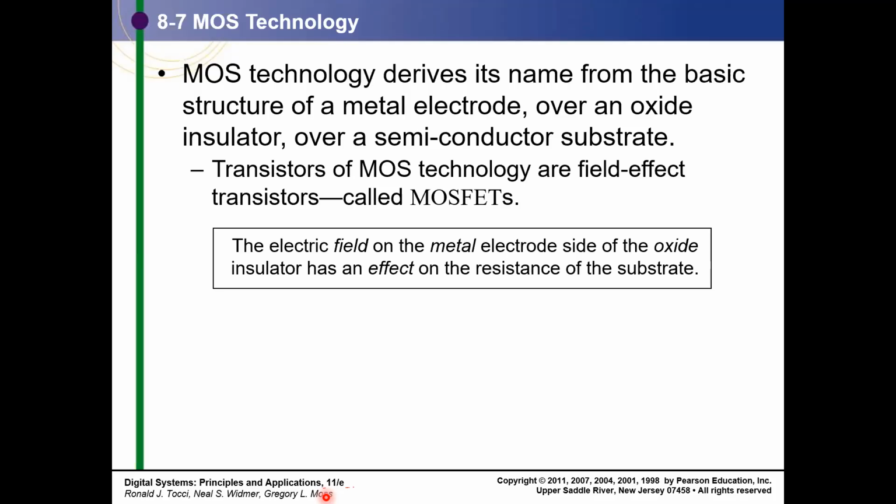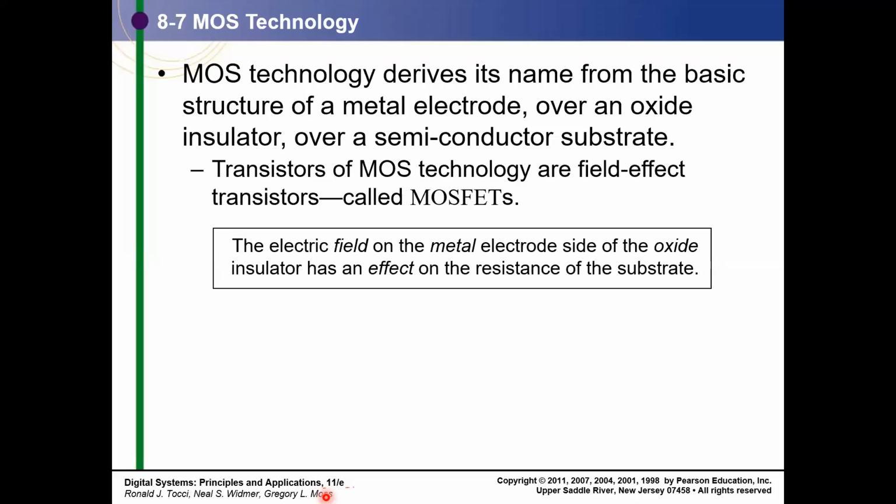So MOS technology derives its name from the basic structure it has. You know, there is a metal electrode over an oxide insulator, which is formed over silicon, a semiconductor substrate. Today, even this metal electrode does not exist in the MOSFET, and it has been replaced by an amorphous silicon layer, which is very highly doped to a degenerate level to make it behave like a metal.